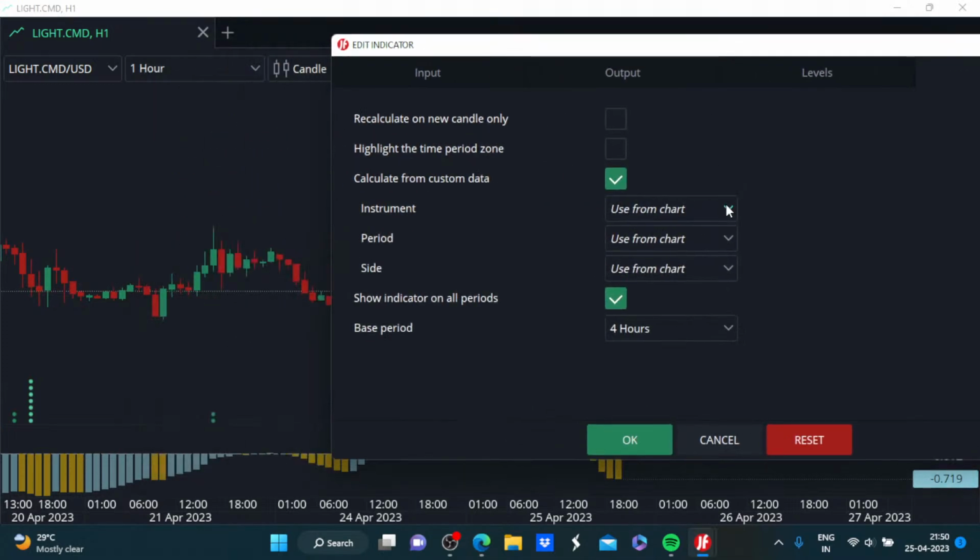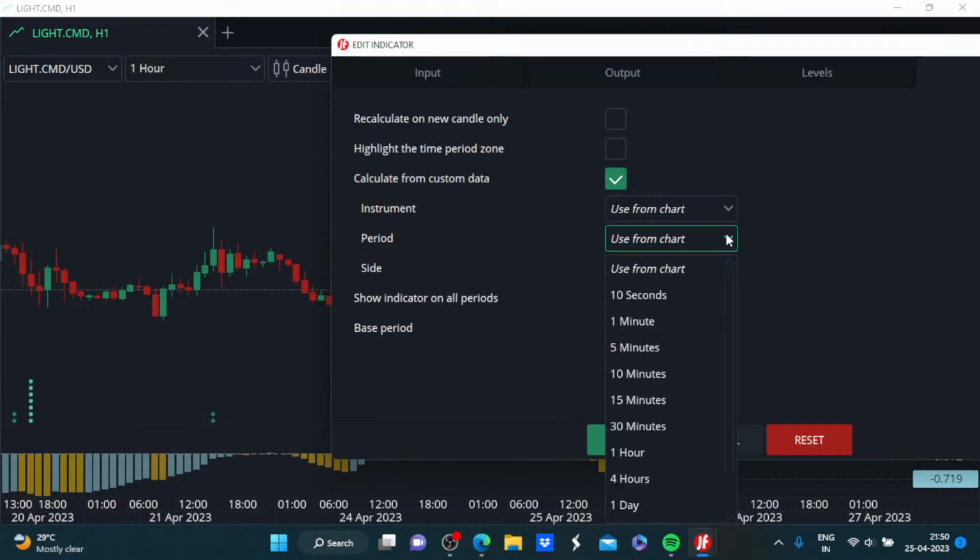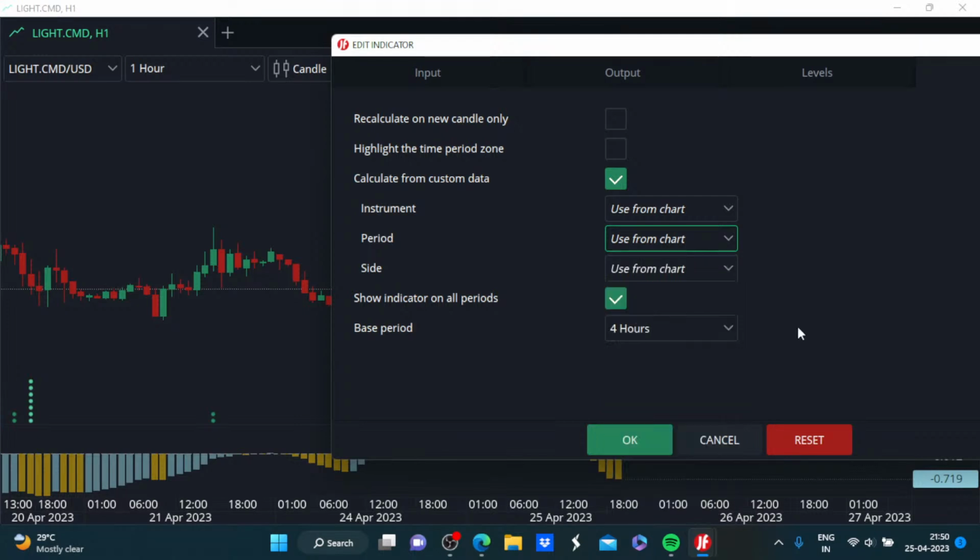You can go for an instrument of your choice, or you can simply use it from the chart. The candle period can be used from the chart, so whatever your chart's candle period is, accordingly the calculation will be done. But if you want to vary or simply fix the candle period of the calculation, you can do that. So regardless of your chart's candle period, you will have these calculations done independently of the chart's candle period. Spread side can be ask or bid, or you can simply use it as on the chart. So these options are there.